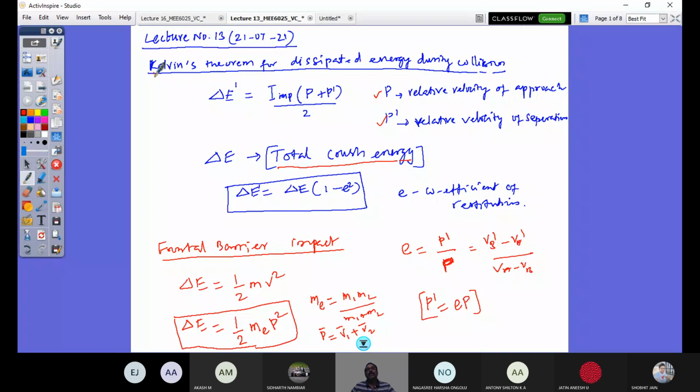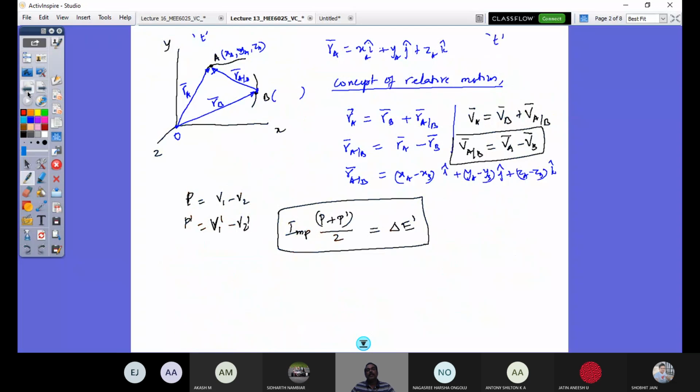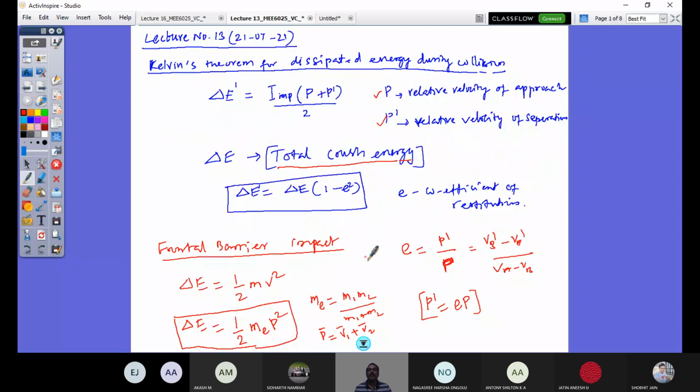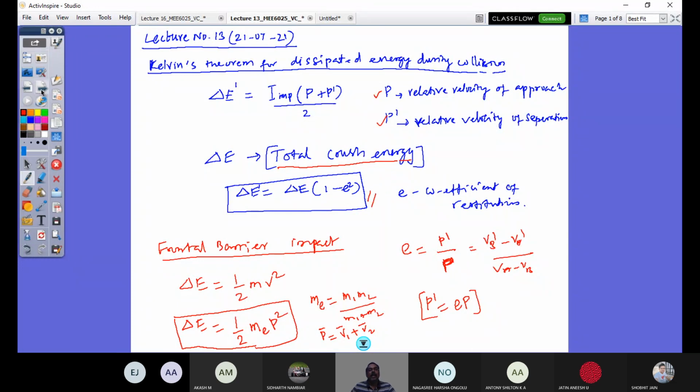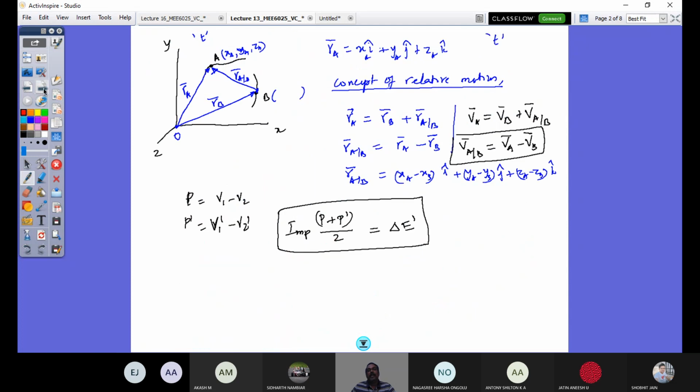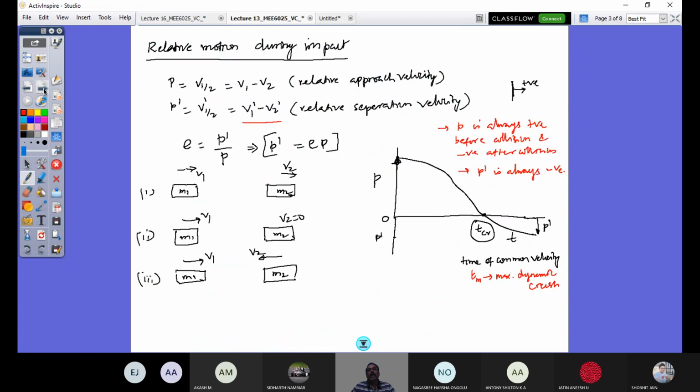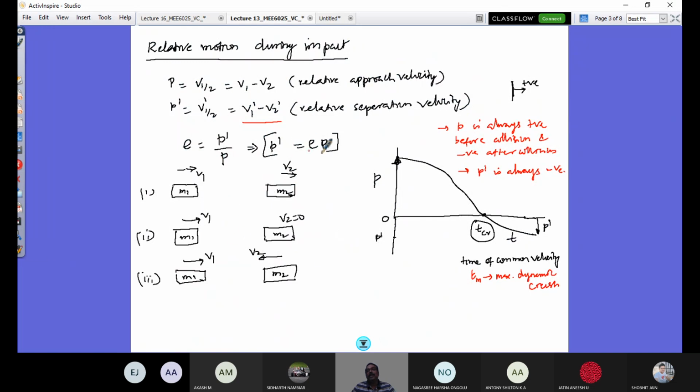So in this particular lecture, Kelvin's theorem is what is finally used to get this. What is that? The dissipated energy is total crush energy into 1 minus E square. So this is what is proved during this 13th lecture. And for that we understood the concept of relative motion and relative motion during impact. So we were just having three cases, and this is what we are writing here.